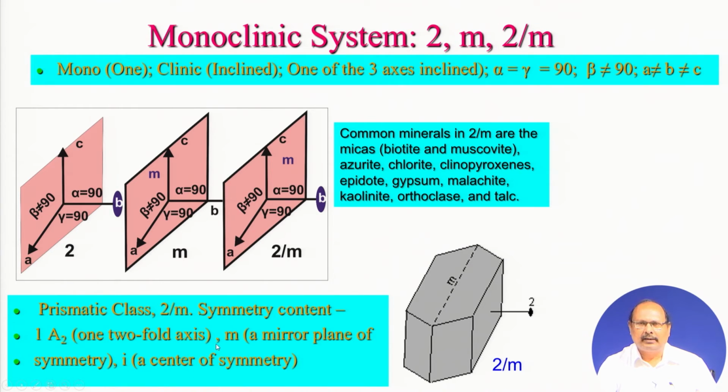And this is a diagrammatic sketch of a crystal showing this symmetry 2 over m, or the crystal class 2 over m. You can see that the different crystal faces are shown here, and this is your two-fold axis of symmetry, which is your B crystallographic axis, and perpendicular to it is your mirror plane. In this mirror plane you will have the A crystallographic axis and the C crystallographic axis, and that angle, beta, is not equal to 90 degrees.